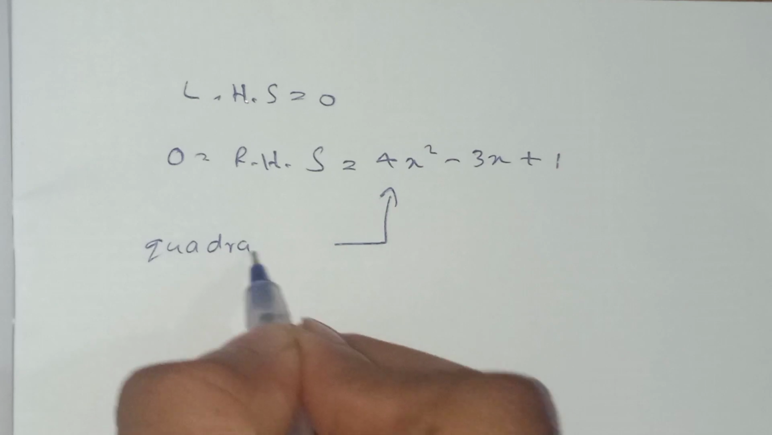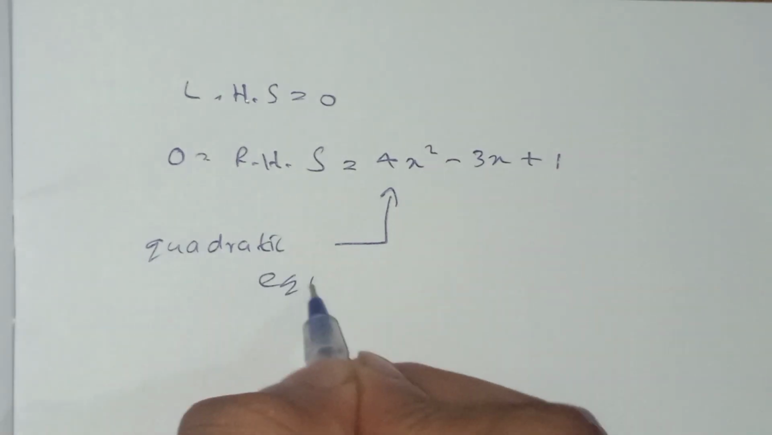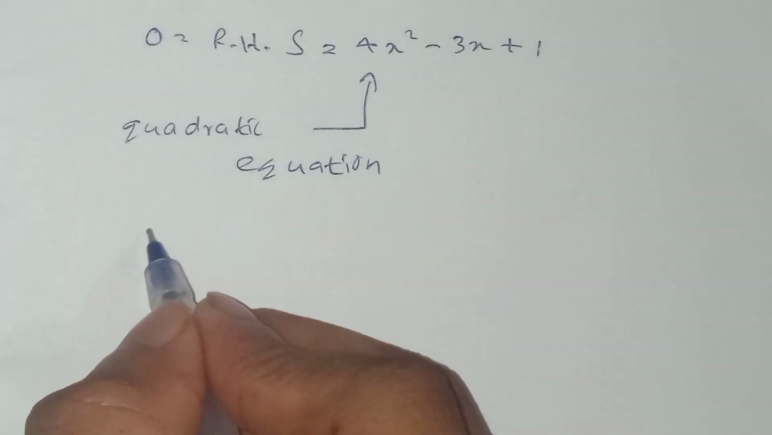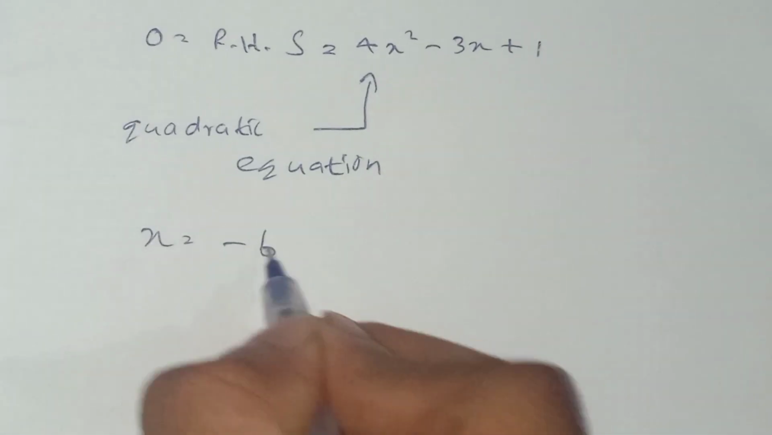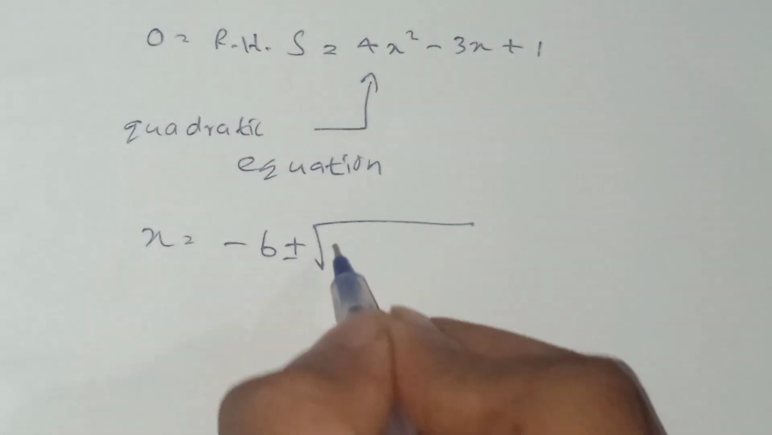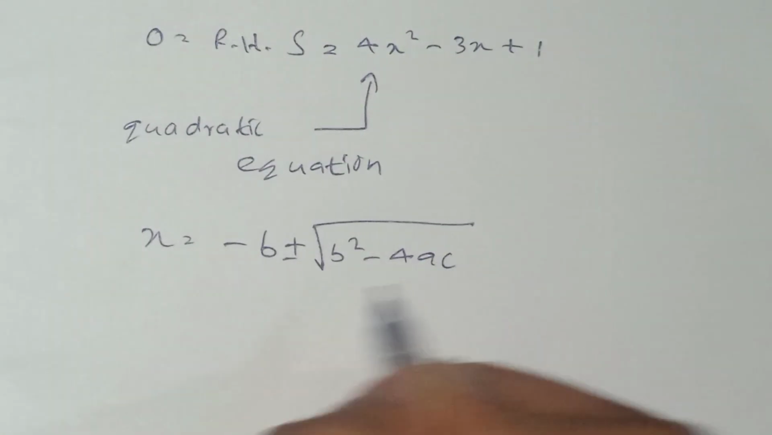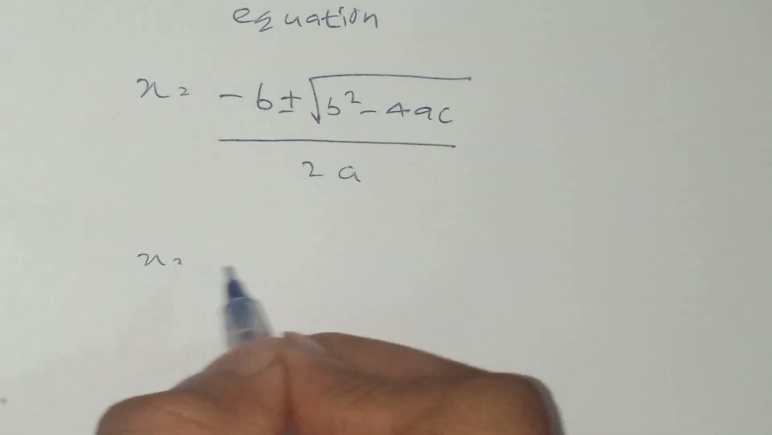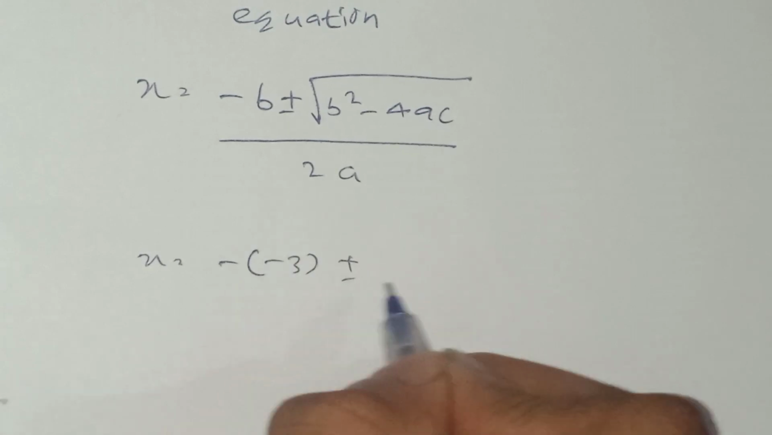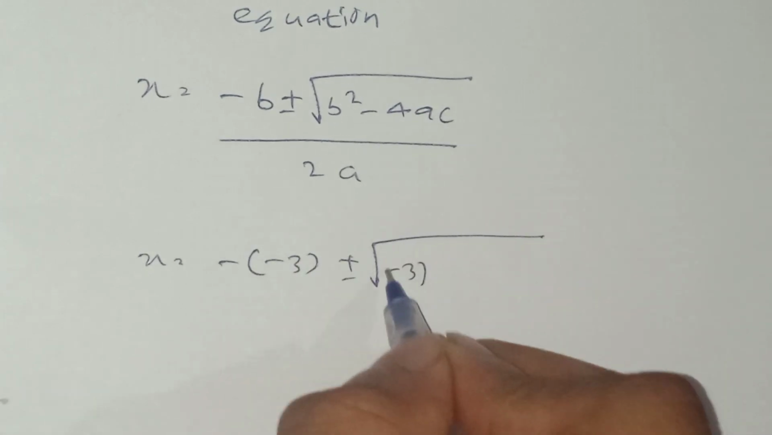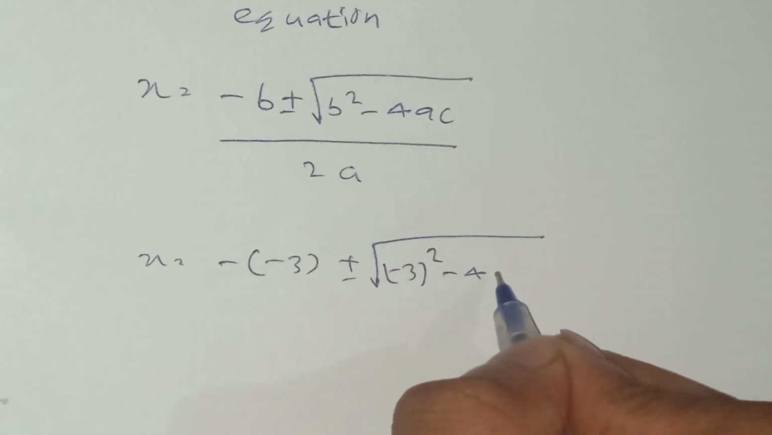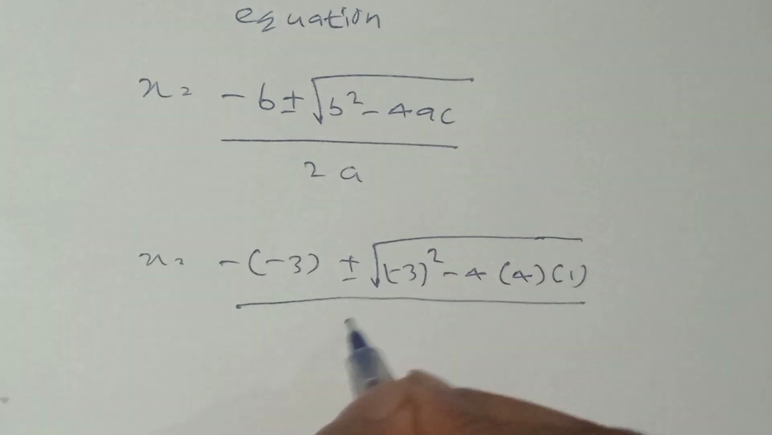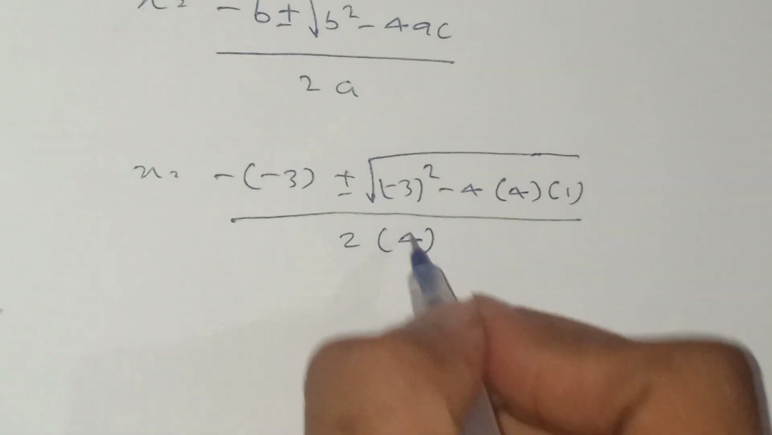Now we have to solve this quadratic equation, find the roots of this equation and find the value of x. We can find the value of x by using the formula x equals minus b plus or minus square root of b squared minus 4ac over 2a. Now we can substitute into the formula. x equals minus (minus 3) plus or minus square root of (minus 3) squared minus 4, a substituted by 4 and c substituted by 1, over 2a, a substituted by 4.